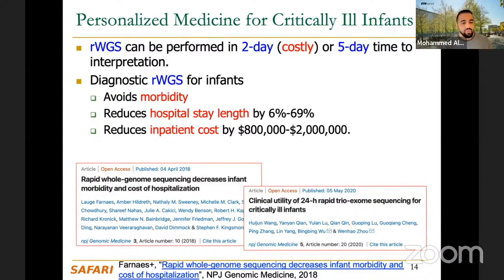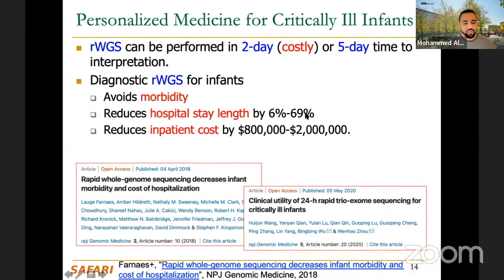So they observe that if they do whole genome sequencing, which comes in two options, either you pay a lot, then you can do the analysis very fast in 2 days, or you pay a moderate rate, then in 5 days you can get the results of this analysis. Once they do whole genome sequencing for these infants or babies, they observe that they can avoid morbidity, reduce hospital stay and the inpatient cost. And the reduction is really significant.